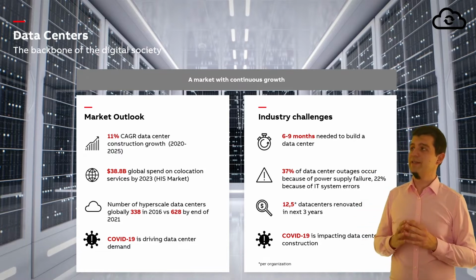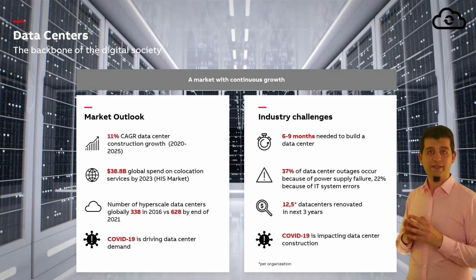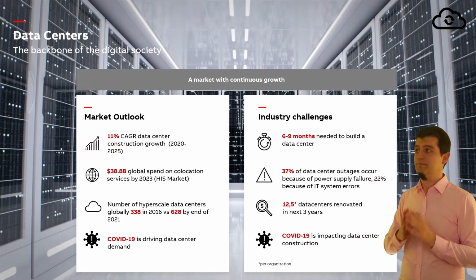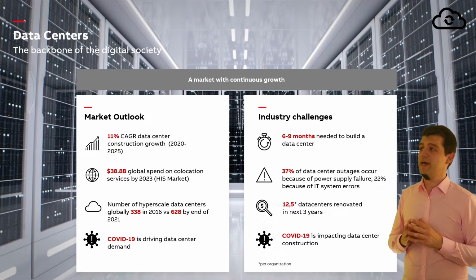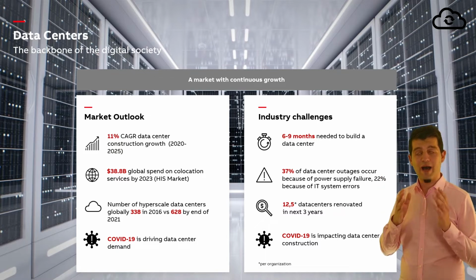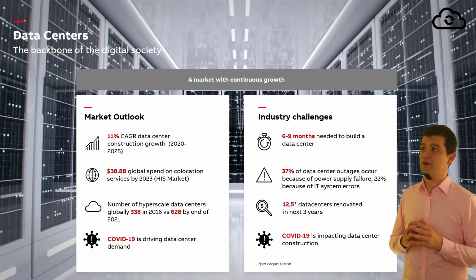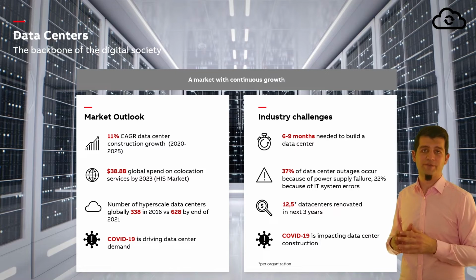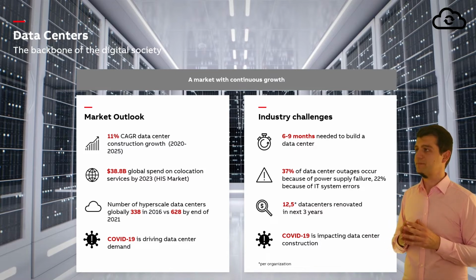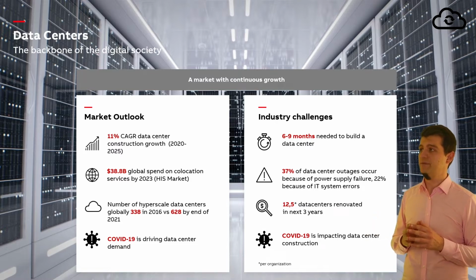Industry challenges in the data center: 6 to 9 months are required to build a data center, which is a very short time. 37% of data center outages actually occur because of power supply failures, and 22% because of IT system errors, so the majority are power failures. We should avoid that. 12.5 data centers are renovated in the next 3 years by company, so by organization.